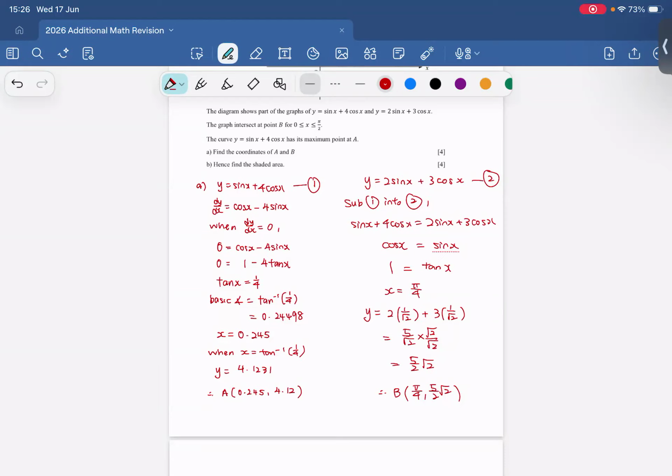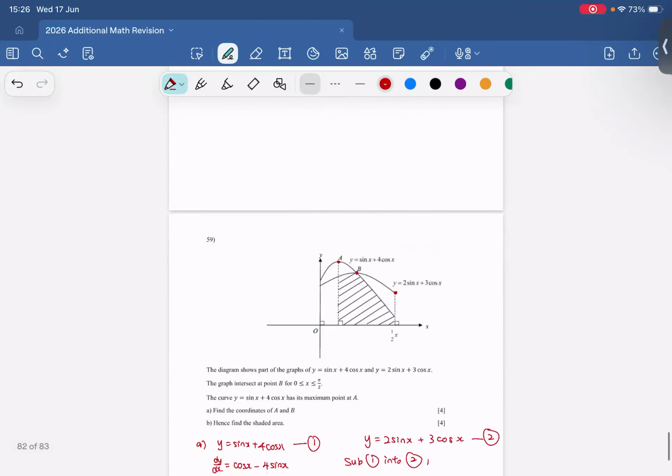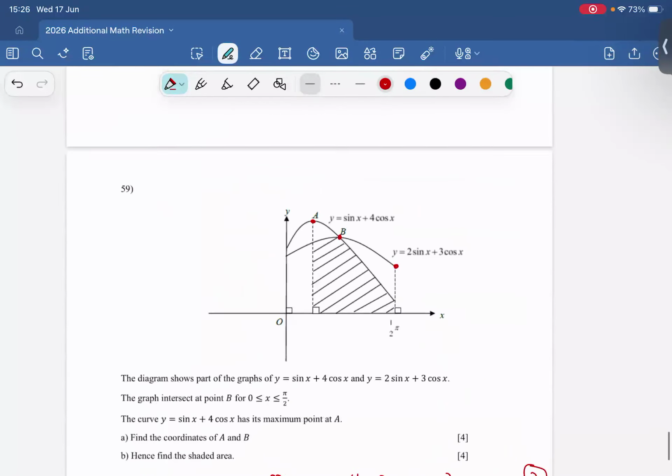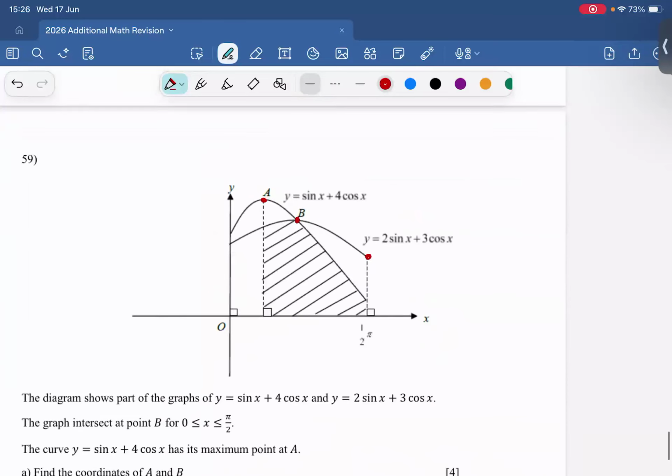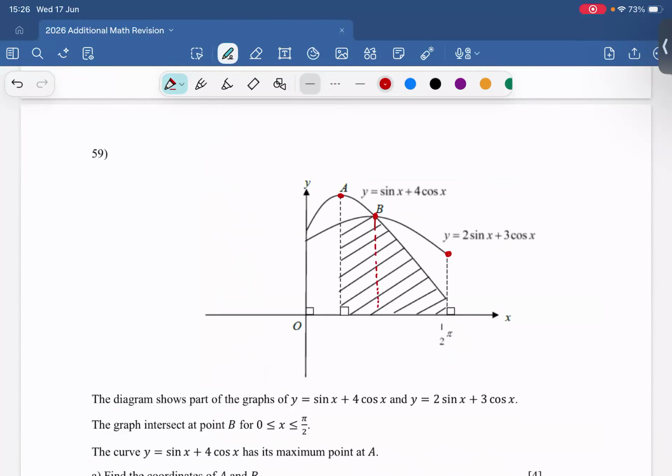Okay, next, hence find the shaded region. So always draw your dotted line from the intersection down. Okay, so you can see to find this part of the area, I just need to integrate from this point to this point. Then to find this part of the area, I just integrate from this point to this point to that curve.